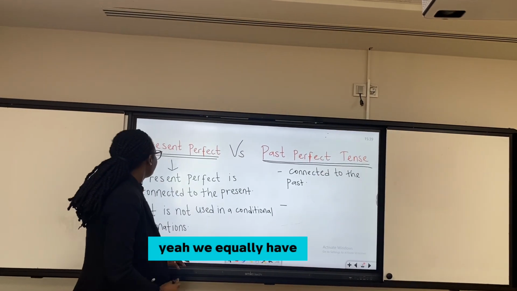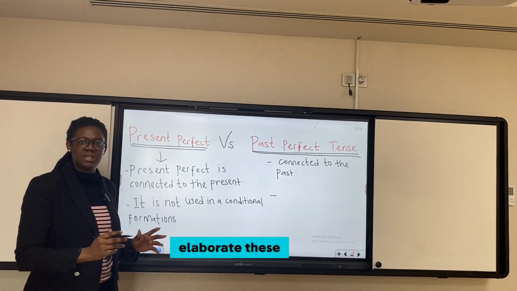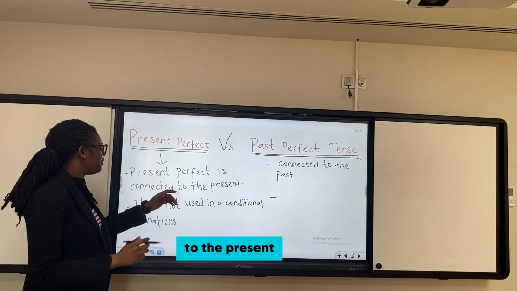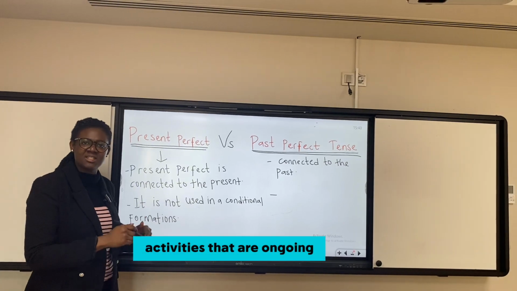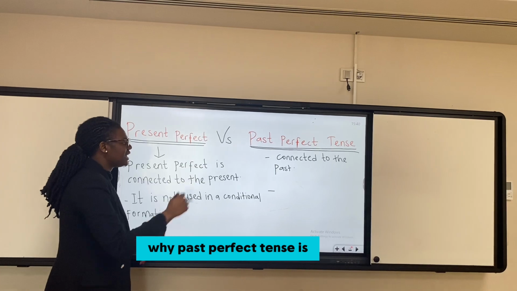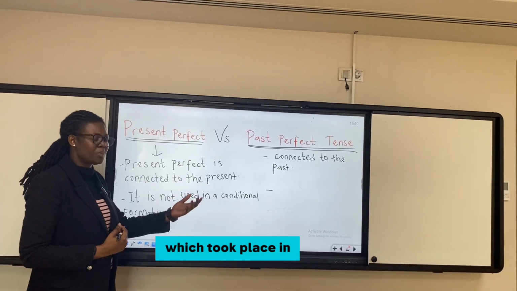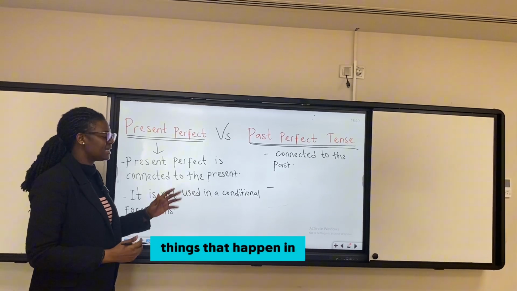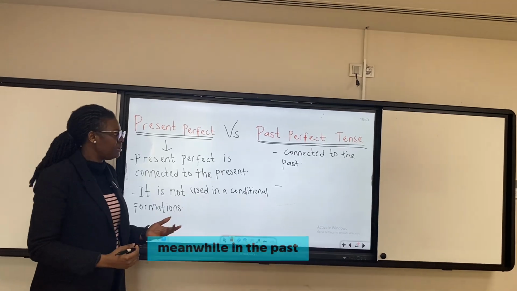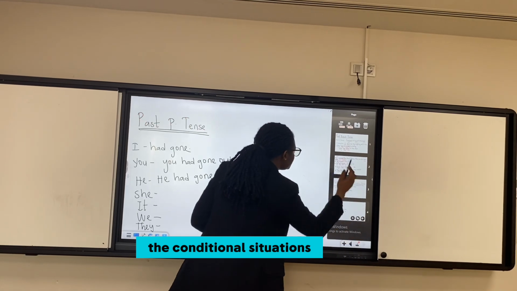We equally have present perfect versus past perfect tense, but I will not elaborate on this. For example, present perfect is connected to the present. It is focused on activities that are ongoing, activities that are happening now, while past perfect tense is connected to the past event, reporting incidents which took place in the past or before now. And it is not used in conditional formations. Meanwhile, the past perfect tense is used in conditional situations.